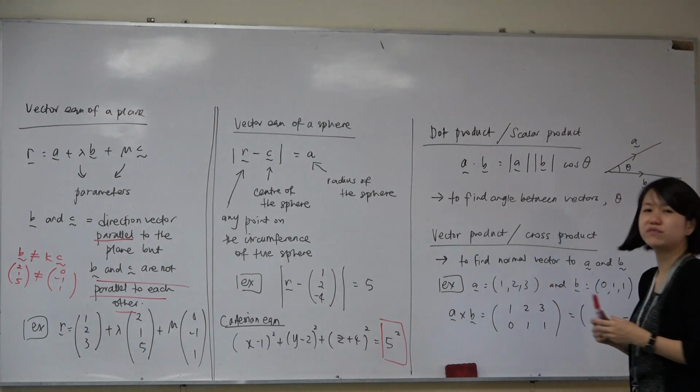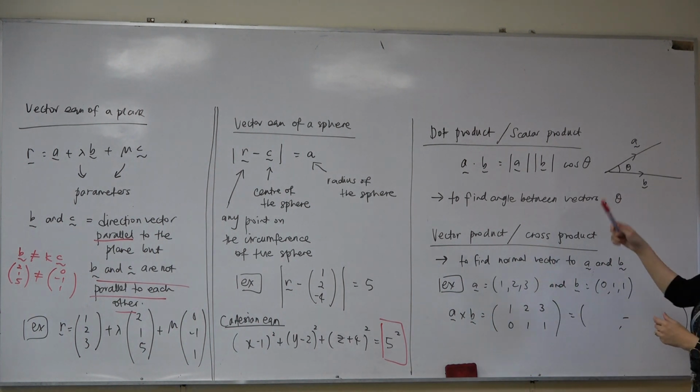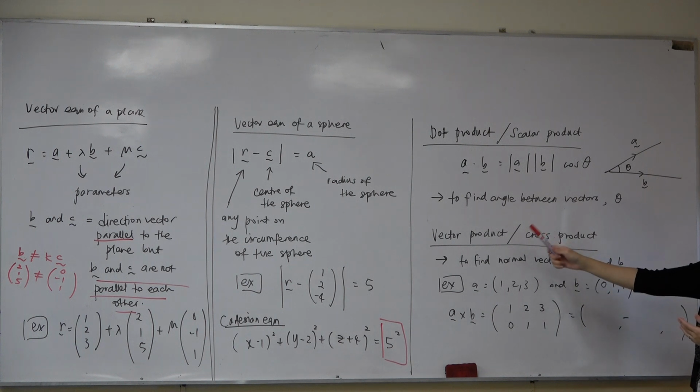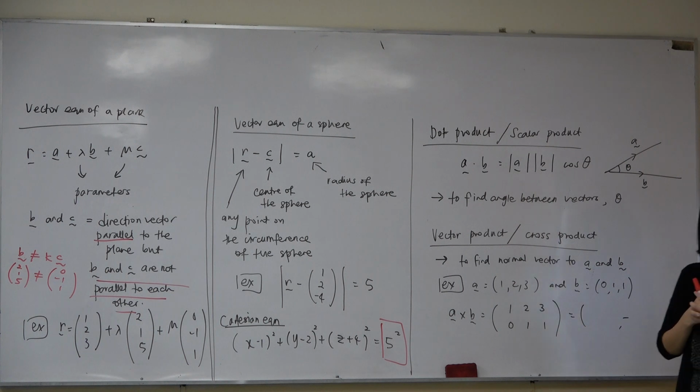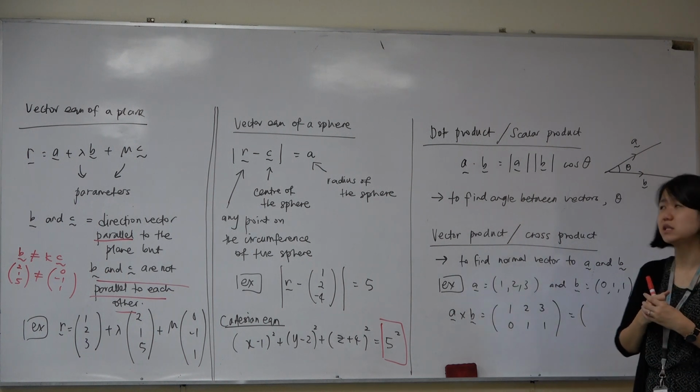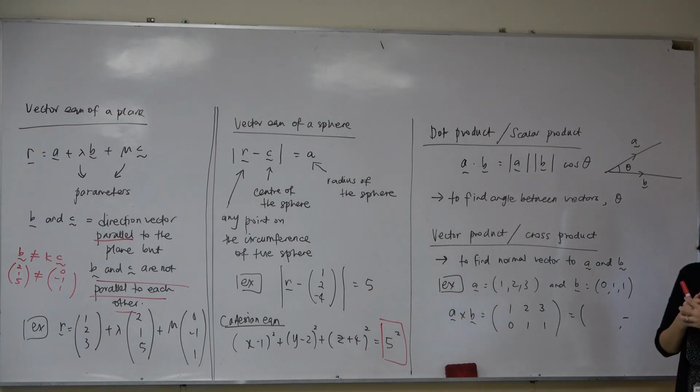Okay, this is the last part of this video. Dot product or scalar product, and vector product or cross product. Just like what I've told you a few times in class, the dot product or scalar product is used to look for a scalar. Just like what we have done earlier, with the dot product of 2 vectors, we are going to get a scalar. So what is the use of the dot product?